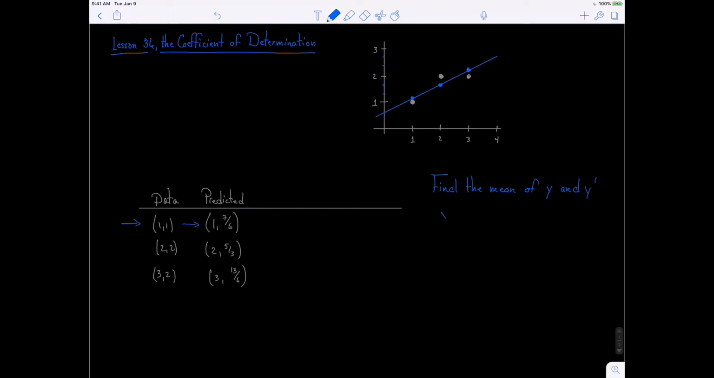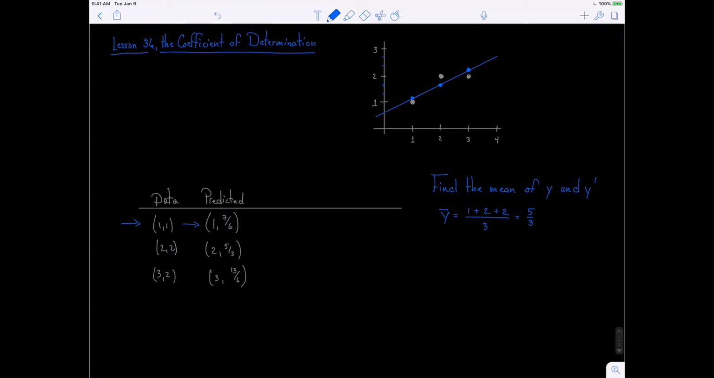So here we go. If we want the mean of the y's, we would take our 1, we have a 2, and another 2. There's 3 data values, or 3 y values. We'd add that up and we'd come up with 5 thirds.